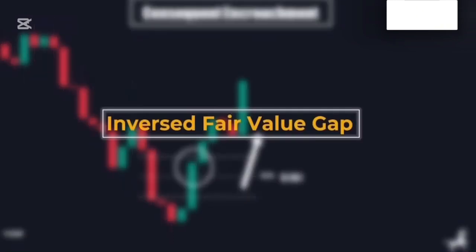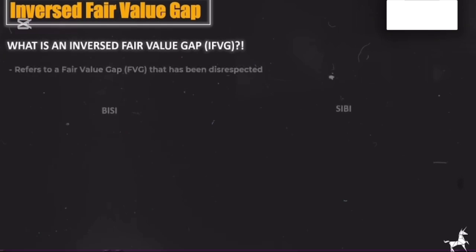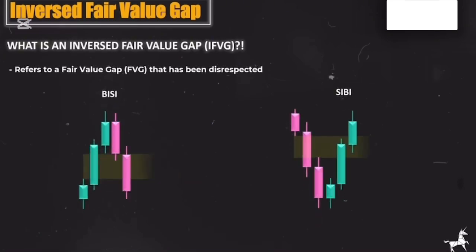What is an inversed fair value gap? An inversed fair value gap occurs when price disrespects a regular fair value gap, meaning instead of reacting to it, price breaks right through it. When this happens, the original FVG flips its role and often acts as a new support or resistance zone, depending on the direction of the breakout.